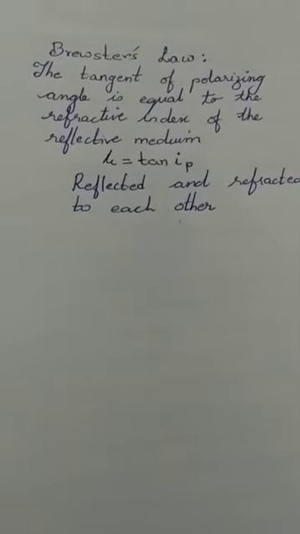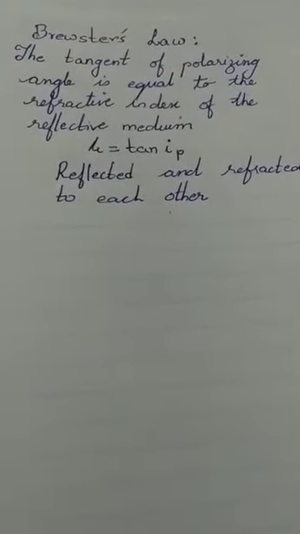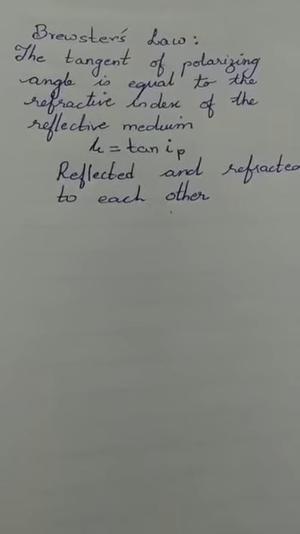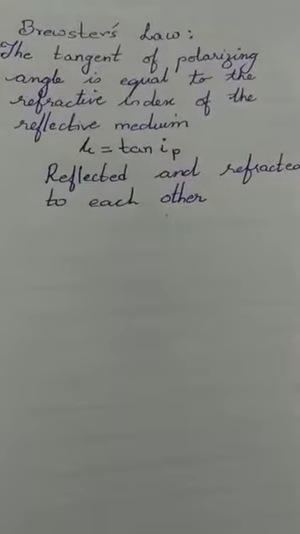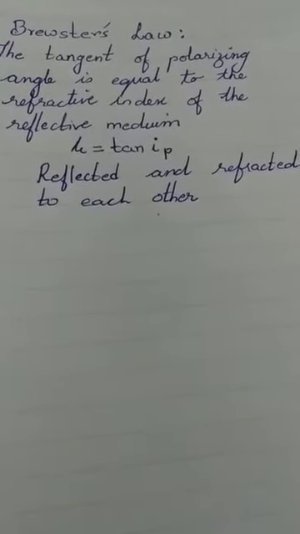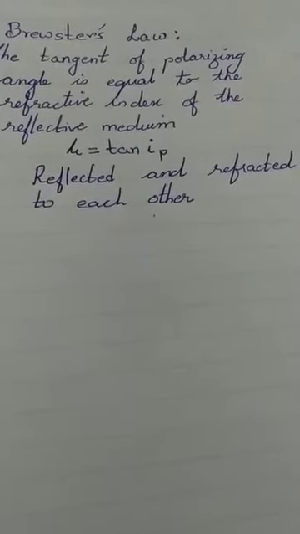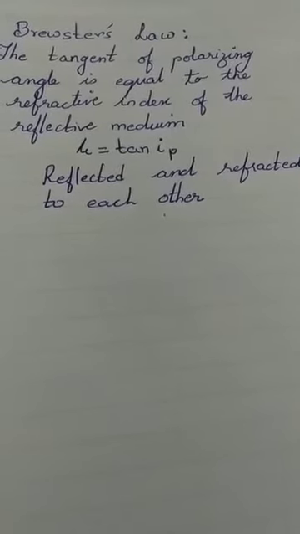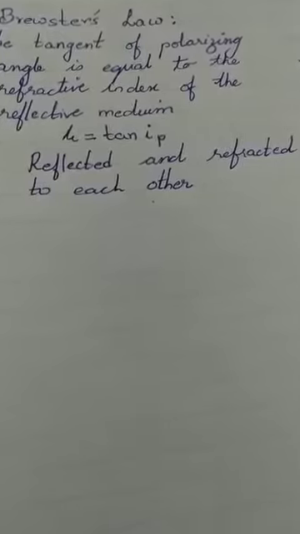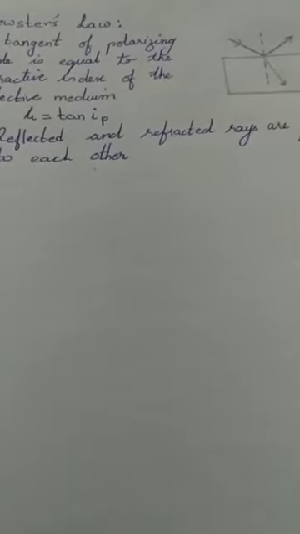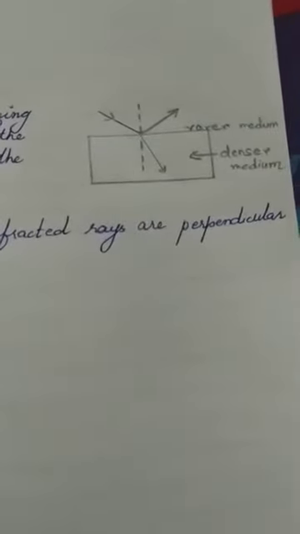Today we are going to prove Brewster's law. The law states that the tangent of the polarizing angle is equal to the refractive index of the reflective medium. Mu is equal to tan of IP. The reflected and the refracted rays are perpendicular to each other.